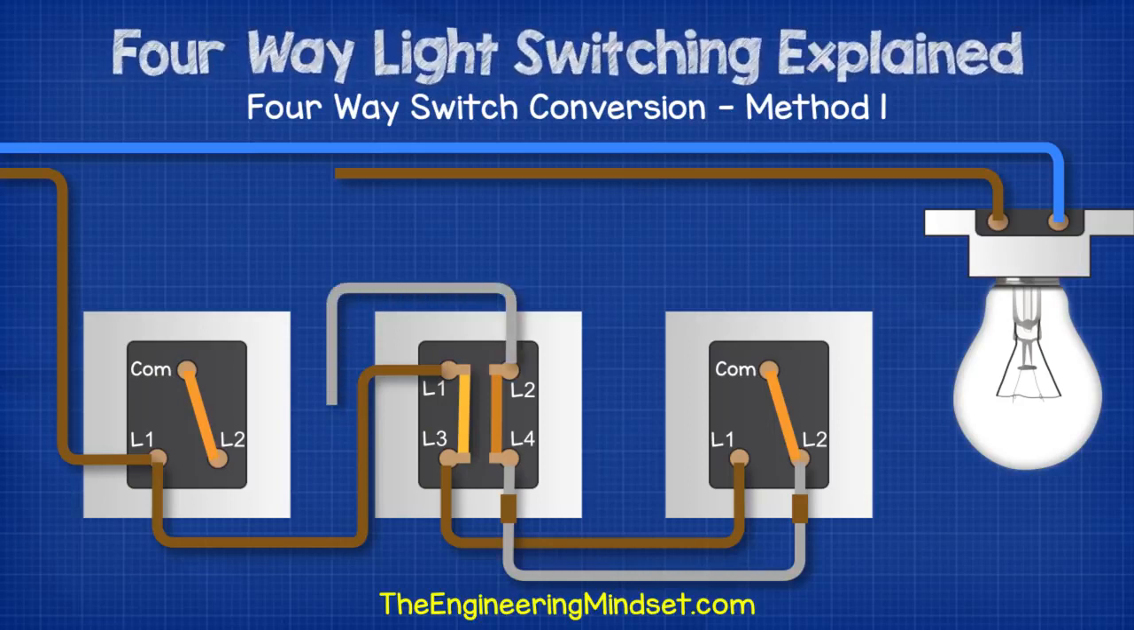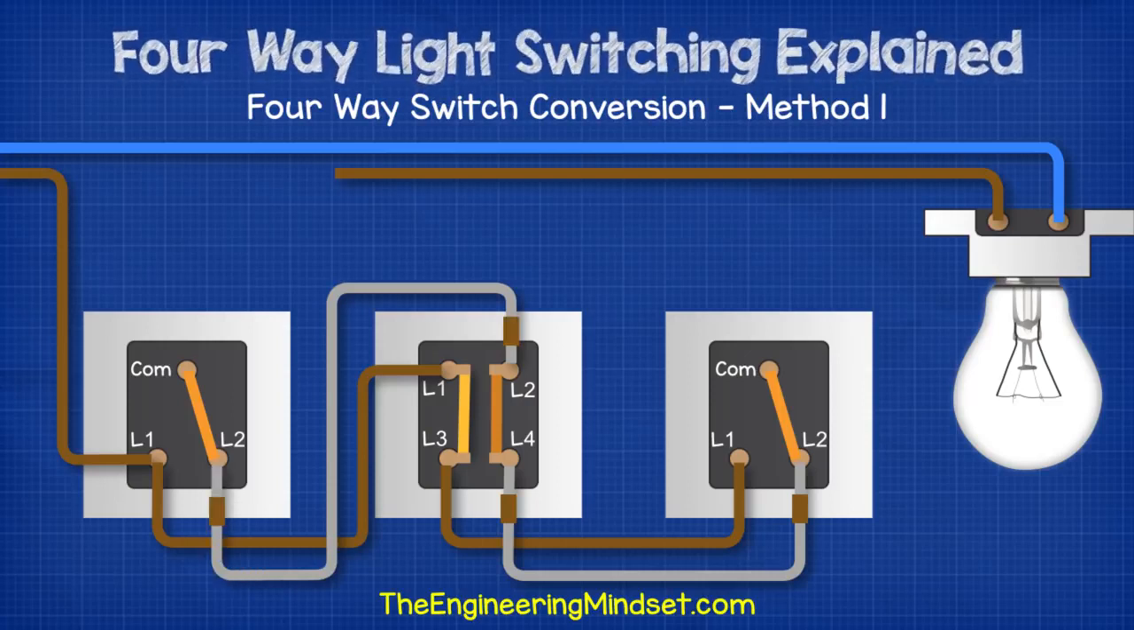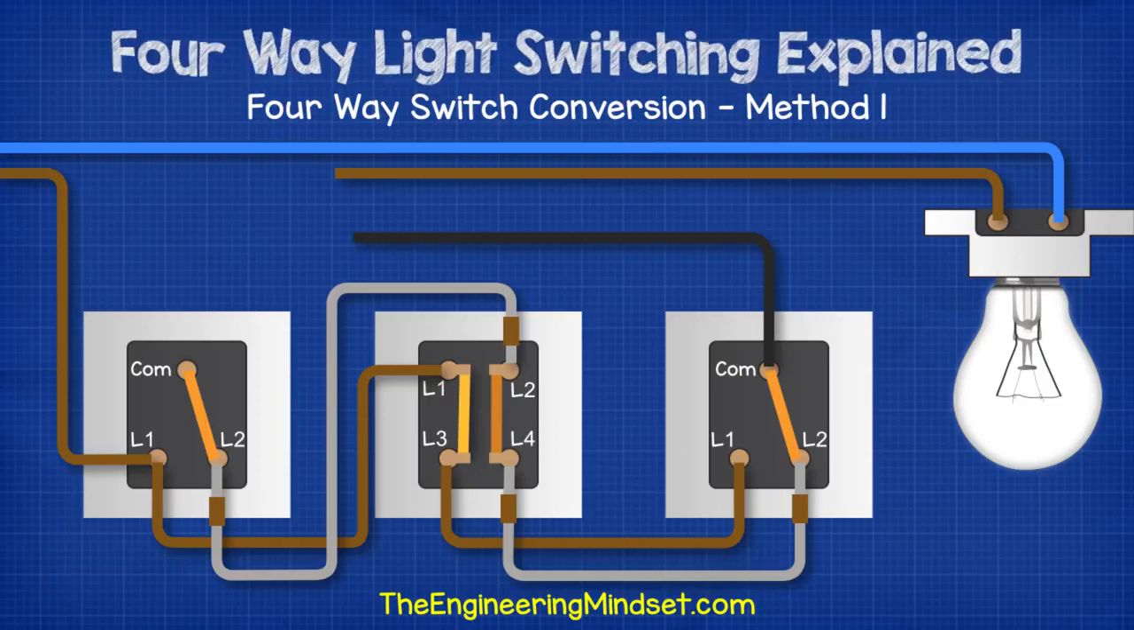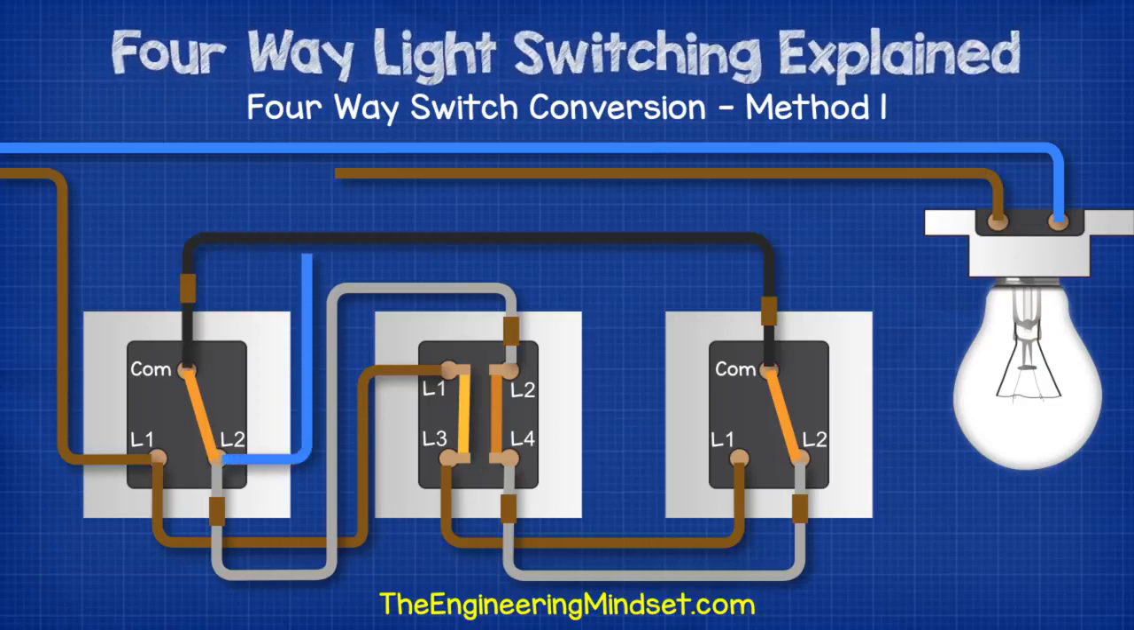We then run another grey wire from L2 of switch 2 to L2 of switch 1. We then join the 2 end switches with a black wire to each common. We'll then connect the blue wire from L2 of switch 1 to the light circuit.